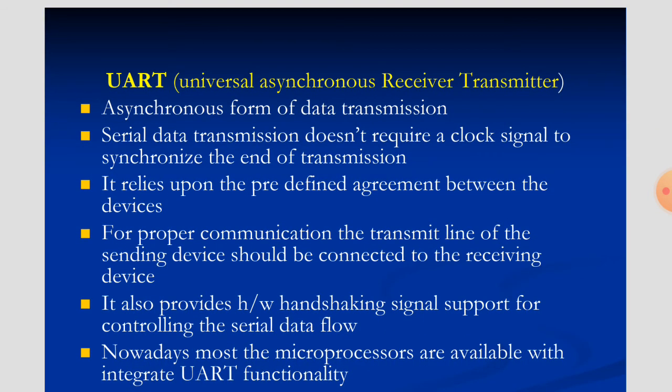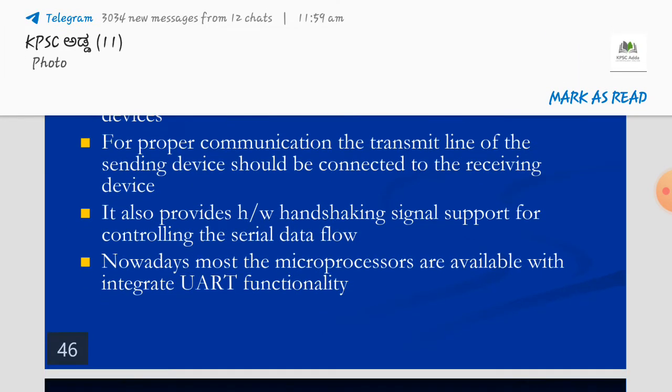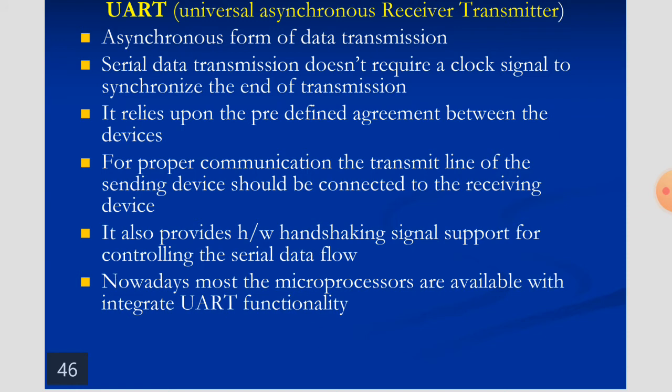Next, the Universal Asynchronous Receiver Transmitter, in short known as UART. It is asynchronous. There is no synchronization for transmission of your data, and before transmission you have to give some predefined agreements between devices. It won't generate any clocks. In synchronous communication, before the operations start, the master device produces the clock signals. That does not happen in UART.